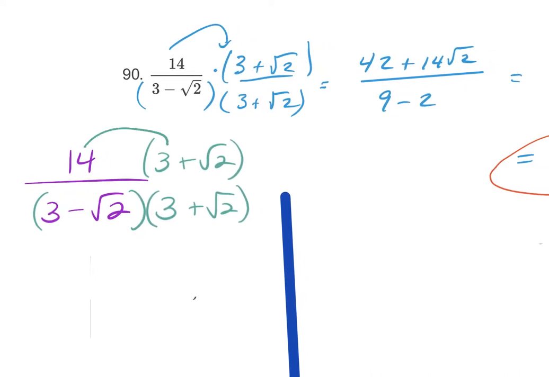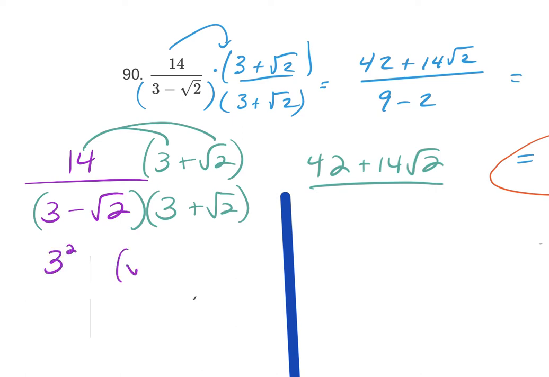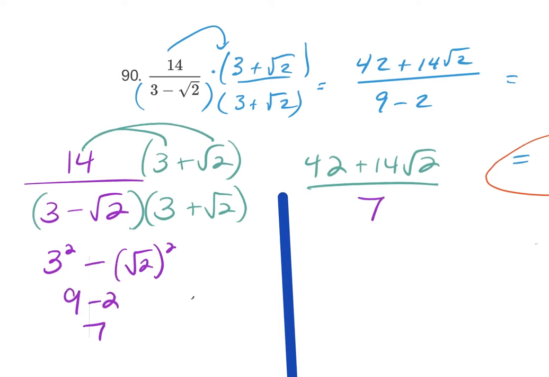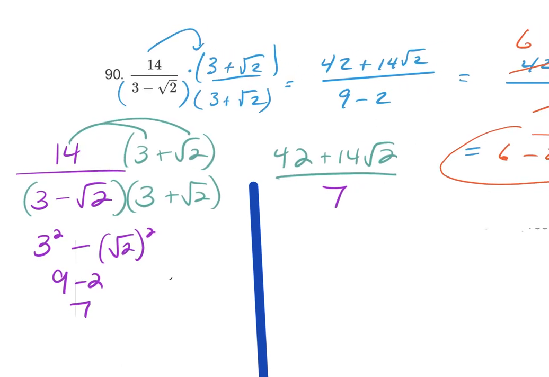In my numerator, I get 14 times 3, which is 42, and then 14 times root 2, which is 14 root 2. In the denominator, you can use your shortcut. You could either FOIL that out, or you can use your shortcut, which is square the first one, square the second one, put a minus between them. So this is 9 minus 2, which is 7. And then this time, 7 goes into both of these. So 7 goes into itself once, 42 6 times, and 14 twice. So I get 6 plus 2 root 2.